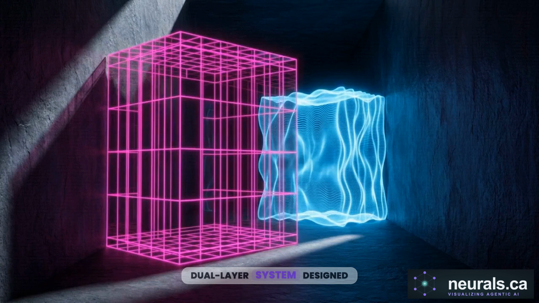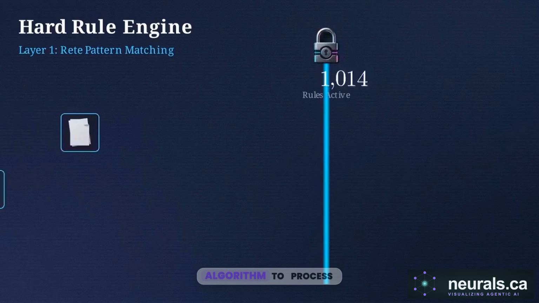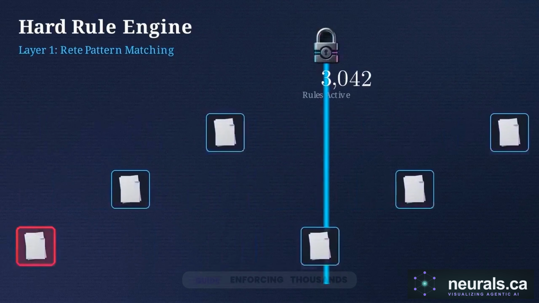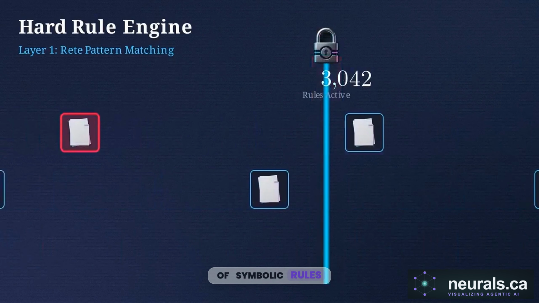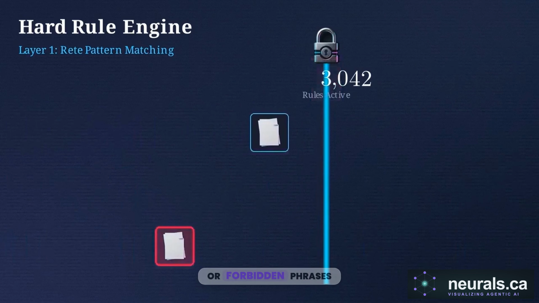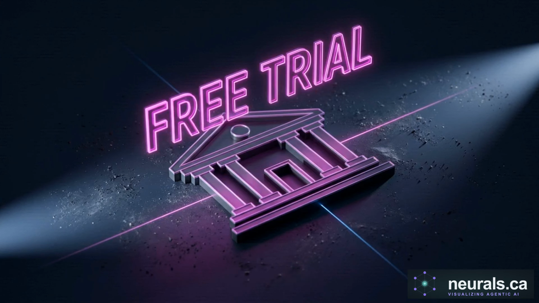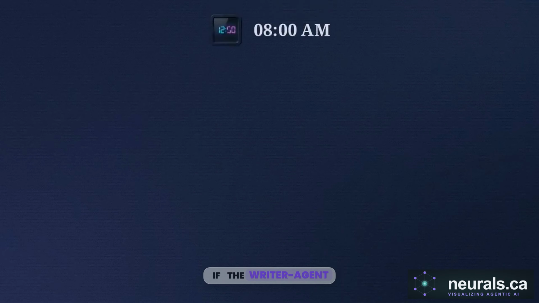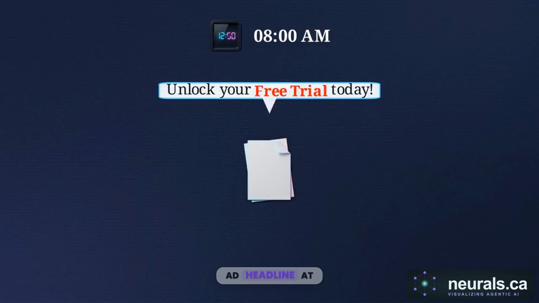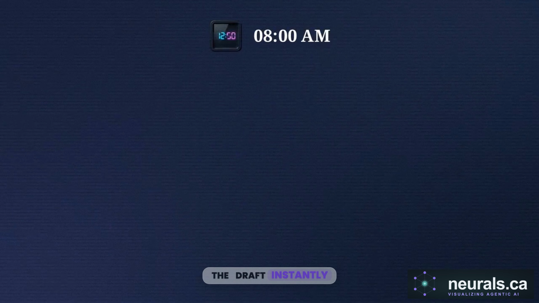the editor is a dual-layer system designed to verify both rigid logic and the nuance of human language. Layer 1 is a hard rule engine. It uses a Rete algorithm to process a compiled style guide, enforcing thousands of symbolic rules. It looks for absolute violations, such as character limits or forbidden phrases. In financial services, mentioning a free trial can be a legal violation. If the writer agent includes those two words in an ad headline at 8 a.m., the Rete engine flags it as an absolute block and rejects the draft instantly.